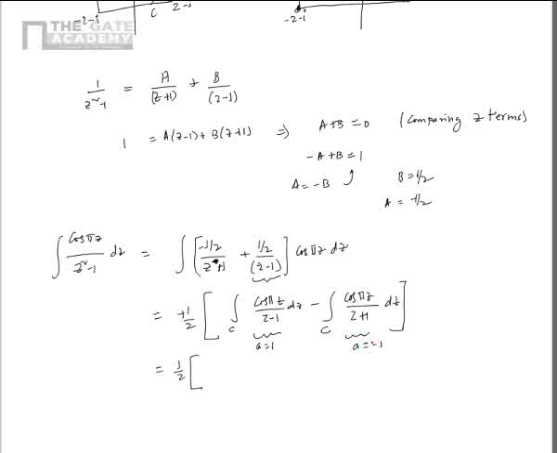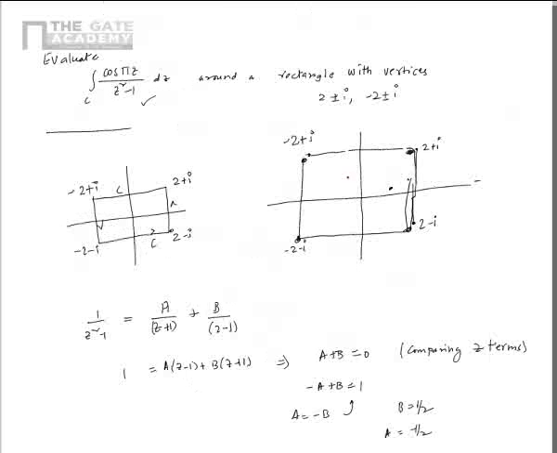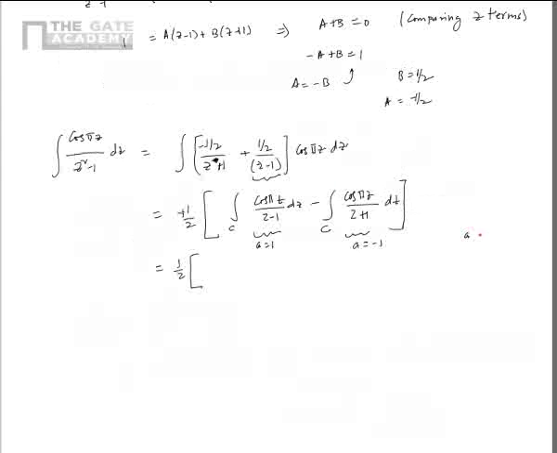Now here a is 1, and here a is minus 1. Both of them lie within the closed curve C, which is a rectangle. So I can use Cauchy's integral formula. So this becomes 2 pi i f of 1 minus 2 pi i f of minus 1.